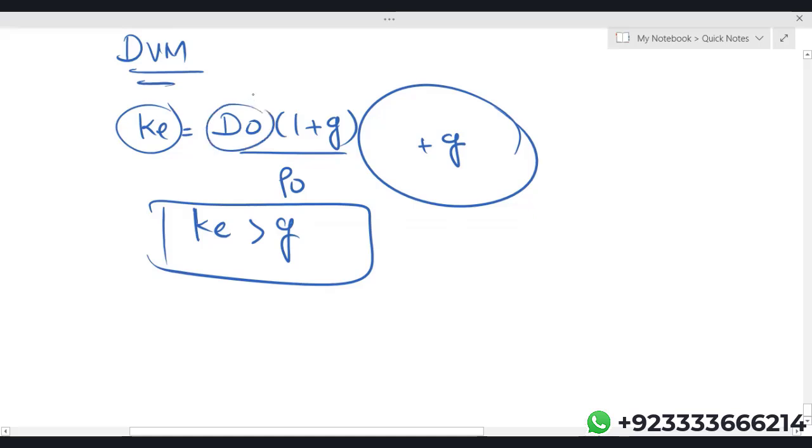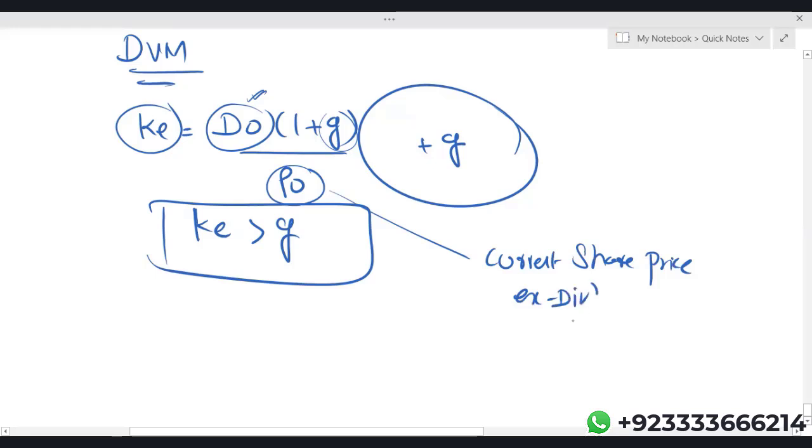D naught is the current dividend per share. G is the annual dividend growth rate, which we assume is constant. P naught is the current share price ex div, which means excluding dividend. We will never use the cum div price in this formula. We always use ex div, excluding dividend.